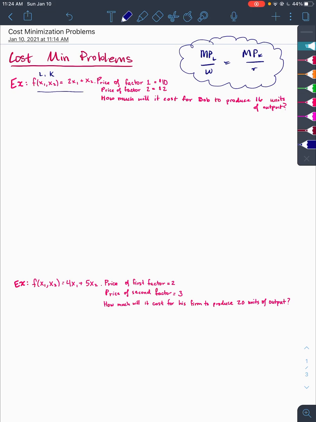Here we have a production function equal to 2x1 plus x2, where x1 is our labor and x2 is our capital, so we're just assuming that's L comma K. The price of labor is $10 and the price of factor 2 is $2. Our question is, how much will it cost for Bob to produce 16 units of output? So our constraint here is going to be 16 units. And how do I know that this is a cost minimization problem? We know that our end result should be a dollar amount, right? This is the cost we need in order to have this 16 units of output, to match that constraint.